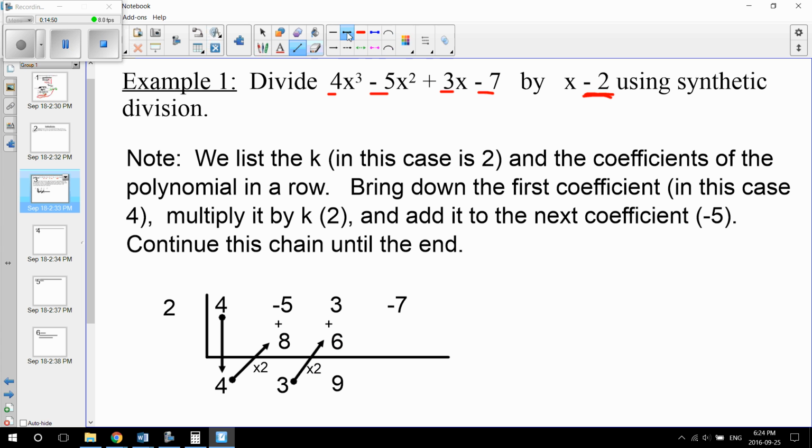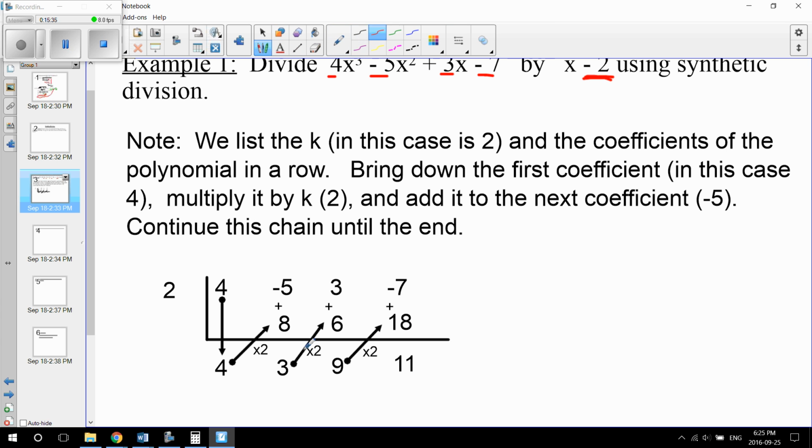And we need to do that once more. So again, we're taking this 9 and we're multiplying it by that k value, which is 2, to get our next number here. So 9 times 2 gives us 18. And again, we're adding this column. So negative 7 plus our 18 gives us our final value at the bottom, which is actually going to be our remainder here. So negative 7 plus 18 gives us 11.